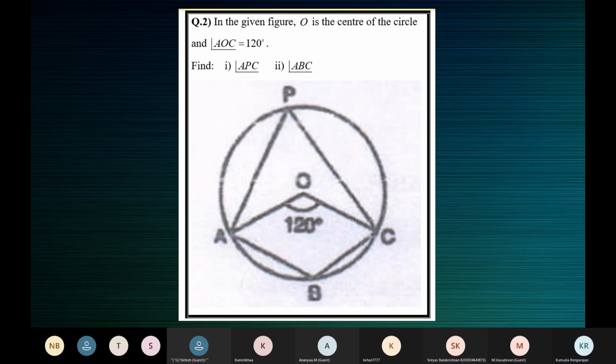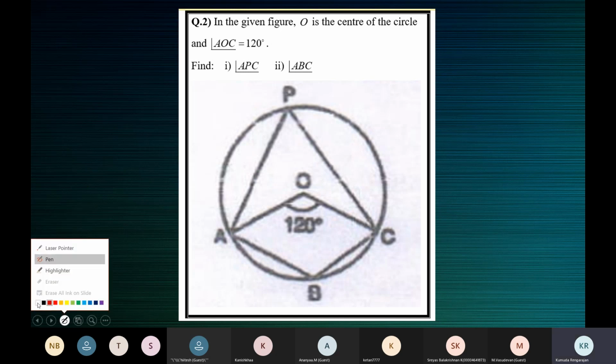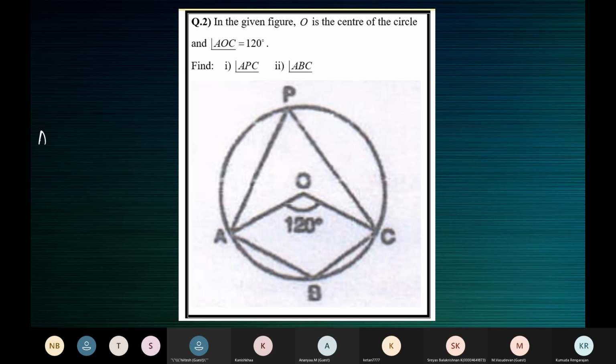Children, the second one. In the given figure, O is the center of the circle, and angle AOC is 120 degrees. It's marked there, you can see. Find angle APC and angle ABC. Say true or false, okay?